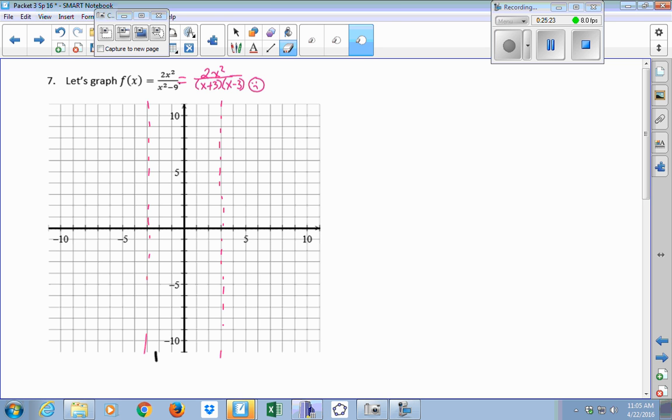Now I've put these little toolkits at your table. You may want to take some colored pencils out because color will help you today. So our vertical asymptotes are x equals 3 and x equals -3. Those are the equations. All right.